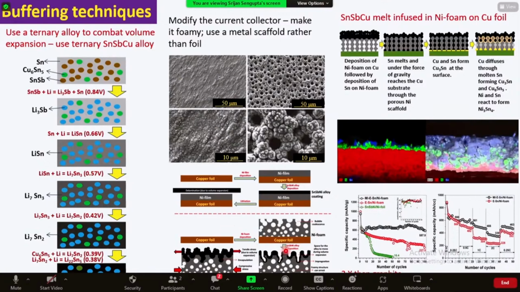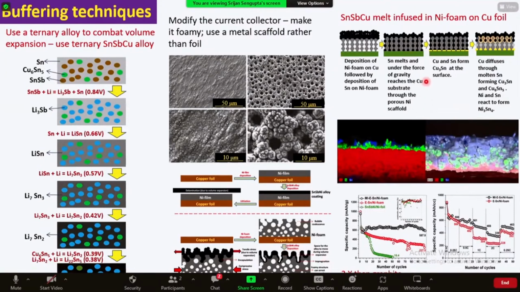Okay, what is the advantage? Whatever expansion happens, happens inside the foam. If the material expands, the foam will go under a compressive stress, and these metallic foams are very good in handling compressive stress. So the structure will remain intact. It will not delaminate from the collector.